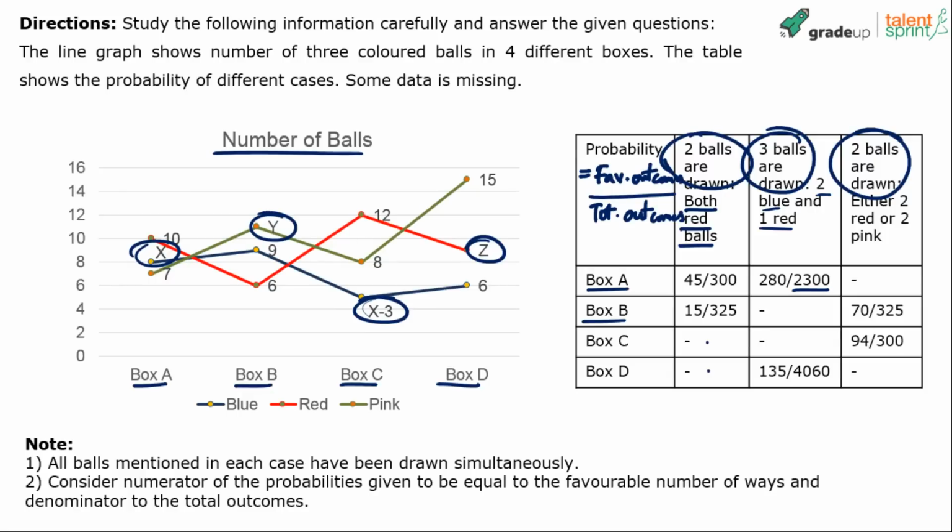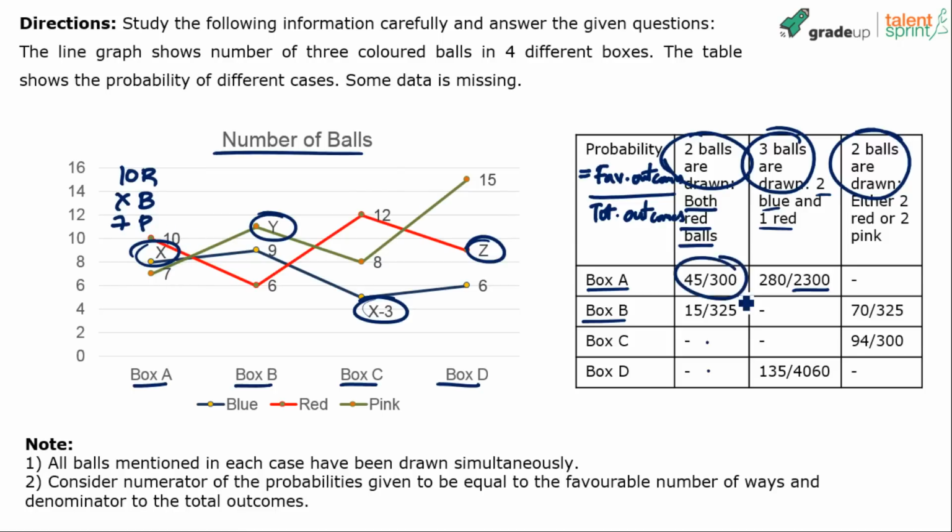For example, let's say I want to find out what is the value of X. What is the value of X? According to the data line graph, box A has got how many red balls? 10 red balls, right? Box A has got 10 red balls. It has got X blue balls. It has got 7 pink balls. Yes or no? 10 red, X blue, and 7 pink balls, right?